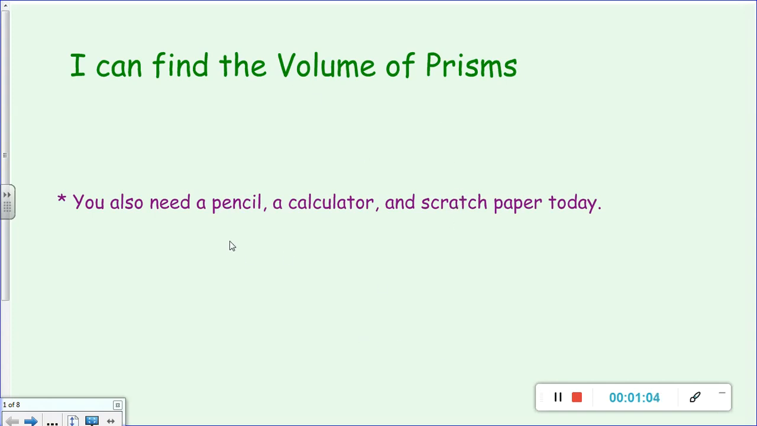Please have some scratch paper today, pencil, calculator. Again, if you don't have your calculator from school, open up a new tab in Google because amazingly enough, the internet has just about everything that you'll need.